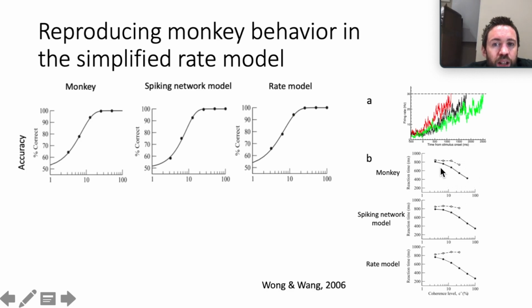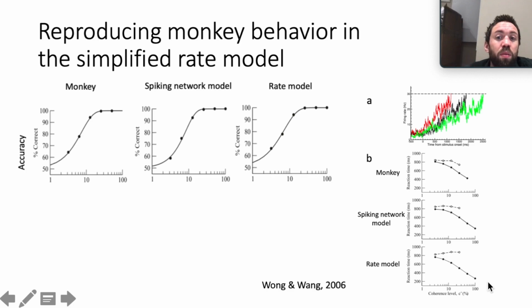Here we can see the reaction times in the model. If we read out the time at which population activity reaches this threshold, these are the real monkey reaction times in the experiment. In the spiking network model, we see that for correct trials, shown in the black line here, for higher coherence, the reaction times go down in a very similar time scale to the monkey, whereas for the incorrect trials, these don't seem to go down very much at all. And then in the firing rate model, the very simplified model, we also see quite a similar curve of decreasing reaction time with higher coherence or easier decisions.